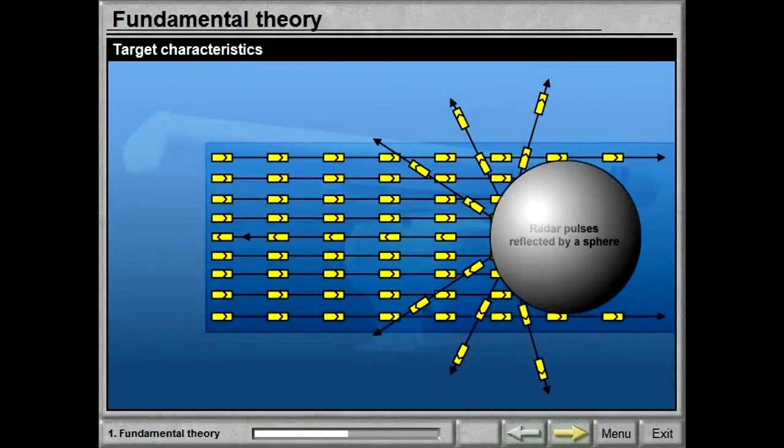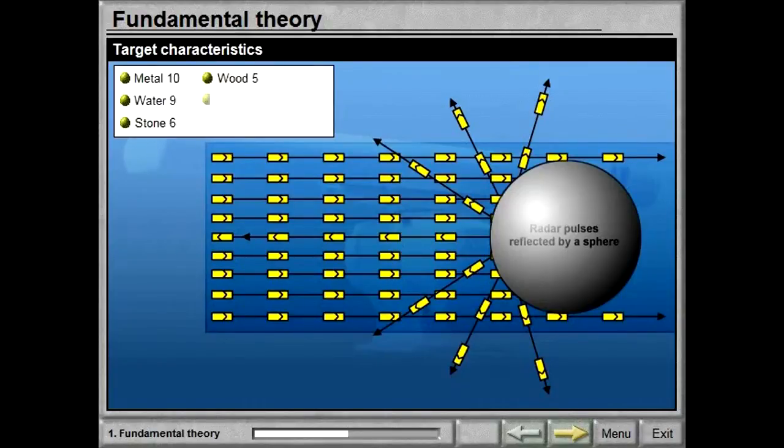The reflecting power of metal and water is higher than that of stone, wood, and ice. If, for example, the detection range of a target of metal is 10 nautical miles, then the range of a target with the same size and shape but made of stone is approximately 6, of water 9, and ice or wood approximately 5.